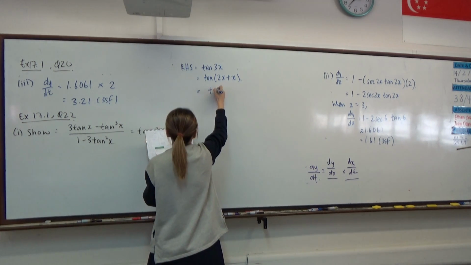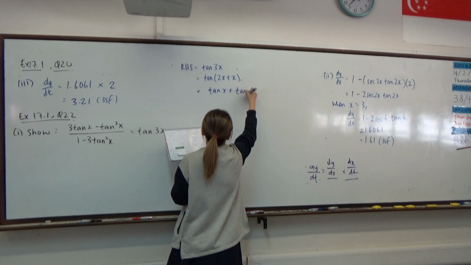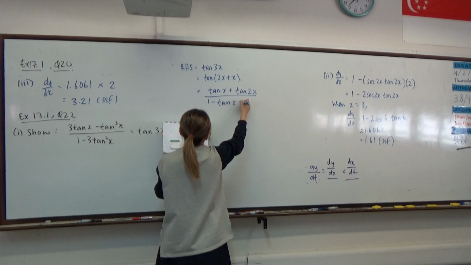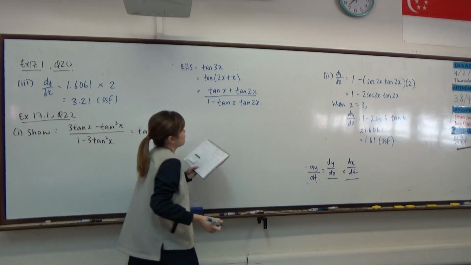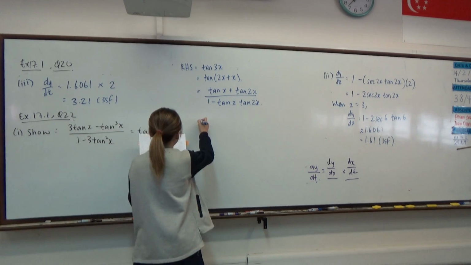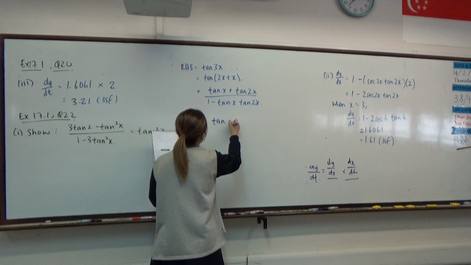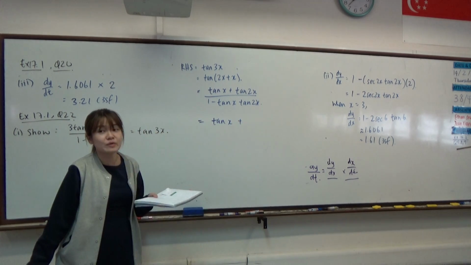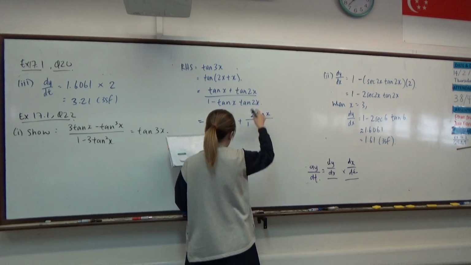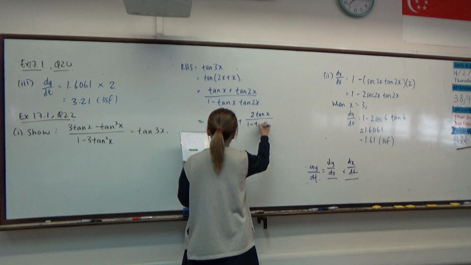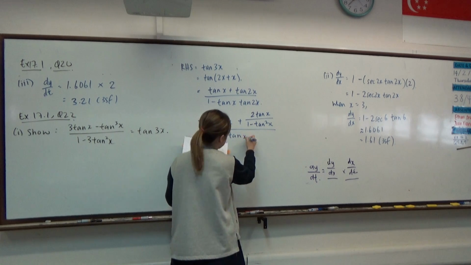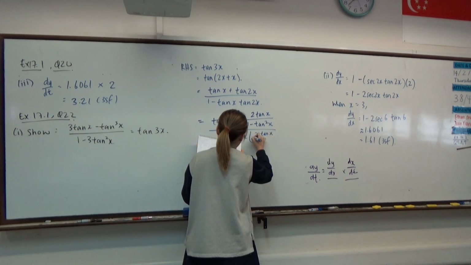So using your addition formula, if you have forgotten, refer to your formula list. If you remember, then your brain is amazing because I don't remember. Then after tangent 2x, you will use the double angle formula. That's the addition formula. When you flip the x and the 2x, it's so confusing now.